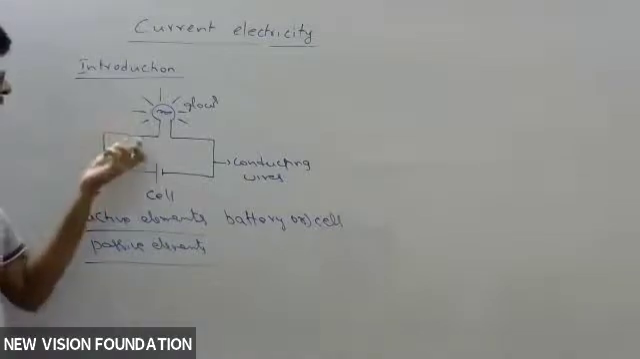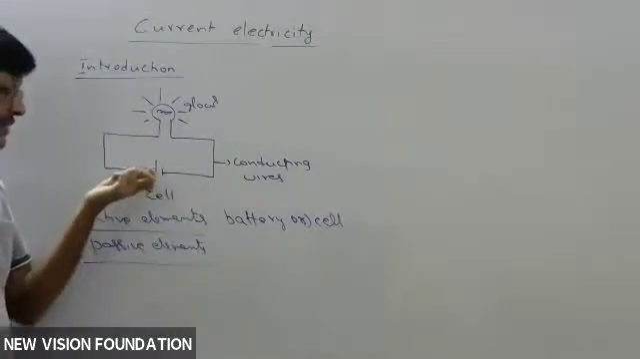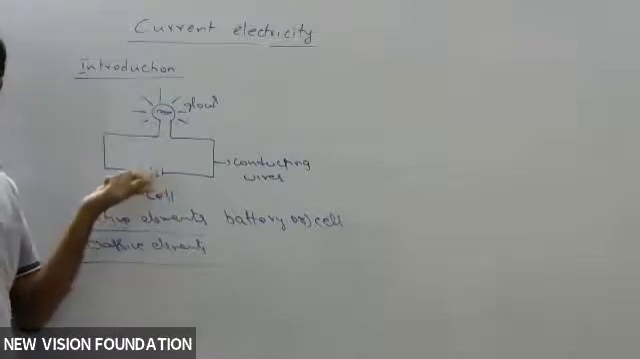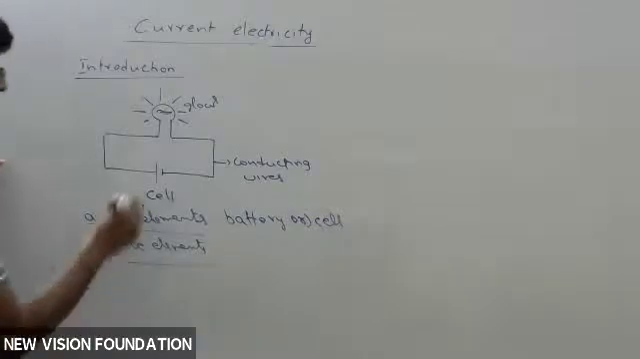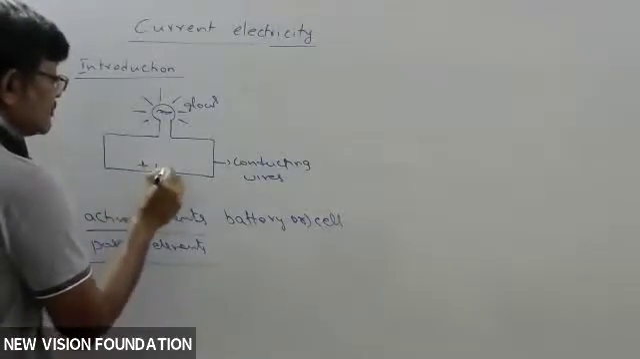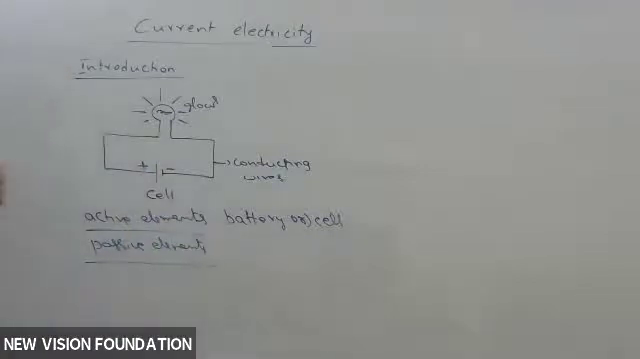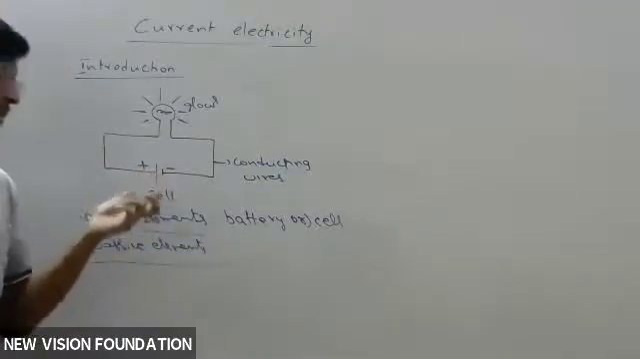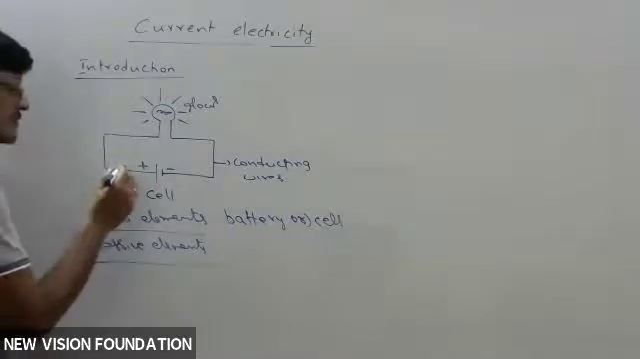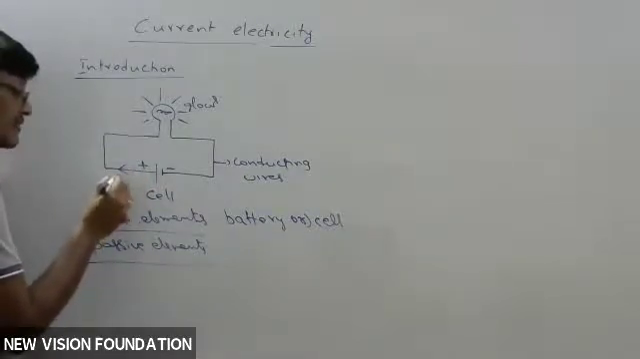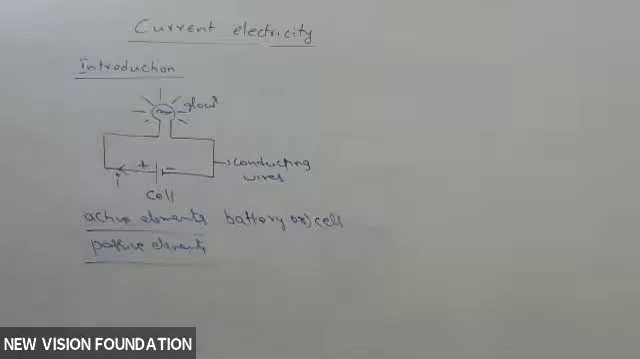When the ends of the bulb are connected to the terminals of the cell, the cell has two terminals. One is called the positive terminal, and the other is called the negative terminal. There is some potential difference between these terminals. When the ends of the bulb are connected to the terminals of the cell, the electric current starts to flow through the conducting wire and reaches the bulb. The bulb utilizes the current and glows. So the first concept in this chapter is electric current.